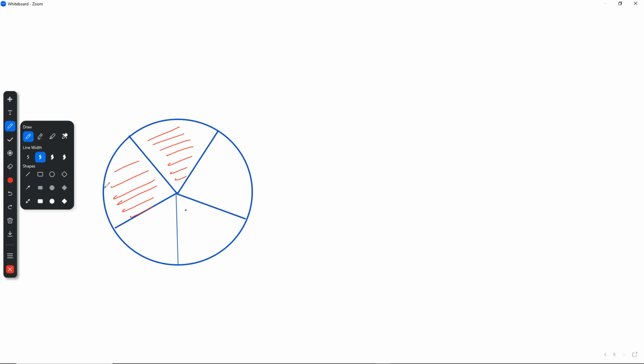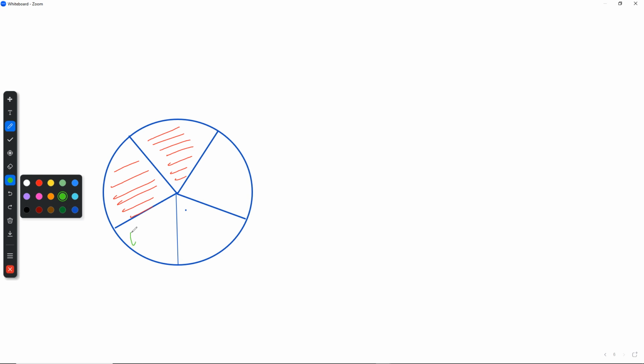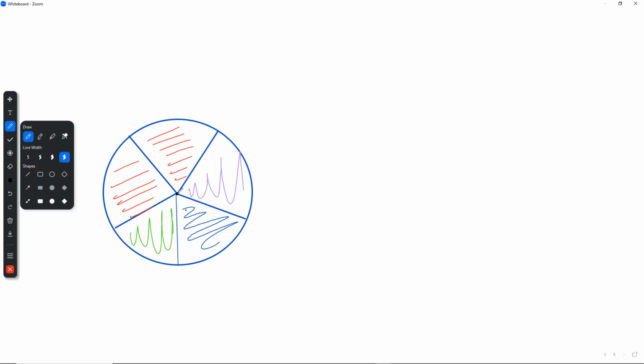Okay, so I was going to make it color coded. Let's change this color to green. Let's make this one blue, and we make this one purple. And I've got some kind of spinner in place, some kind of random spinner like this. It's spinning, and it can land anywhere on any one of these colors. Now, I'm saying that each of these are equal segments or sectors of the circle.